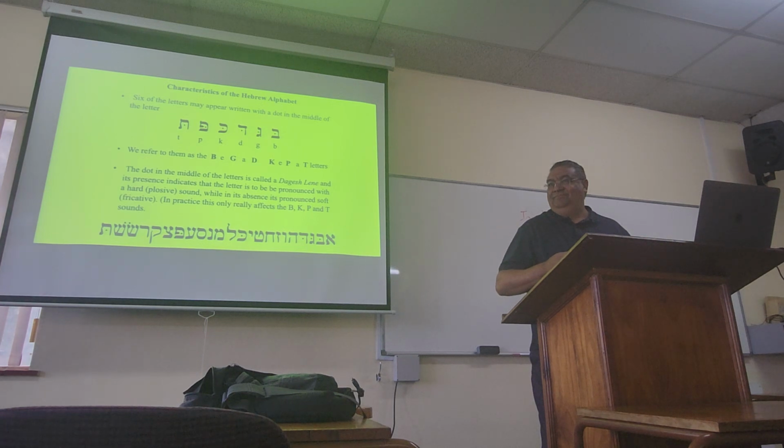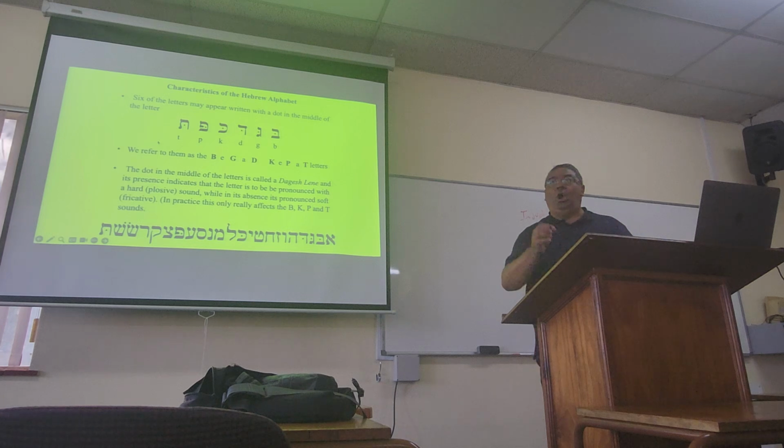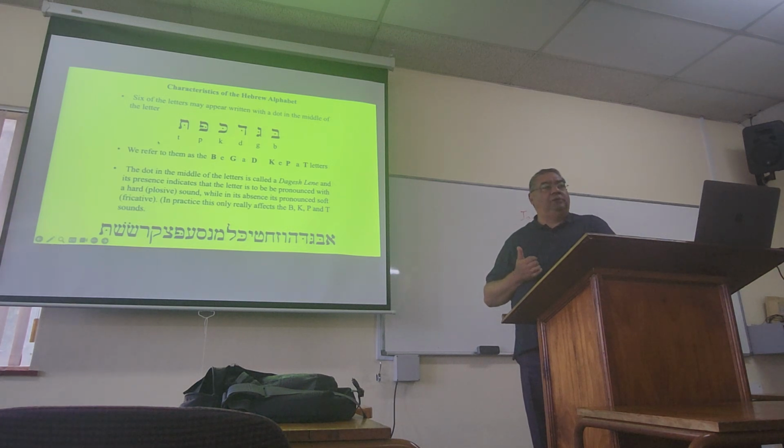And then the last one is the letter Tav, which is a strong T sound, and without the dot, it becomes like your TH sound in English. Th, as in this, or that, or therefore. TH sound. Th, without the dot. Okay? So are you with me?